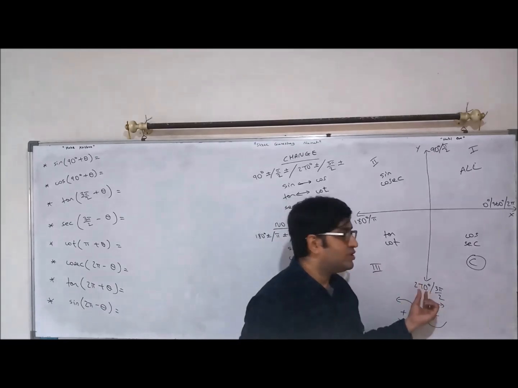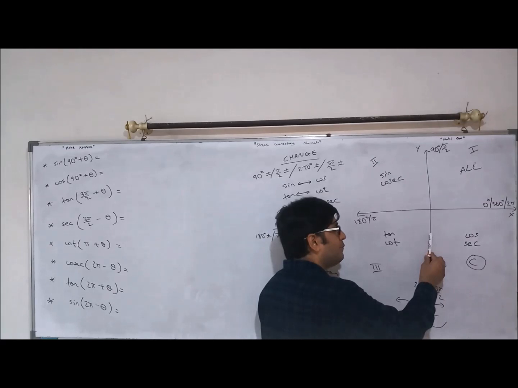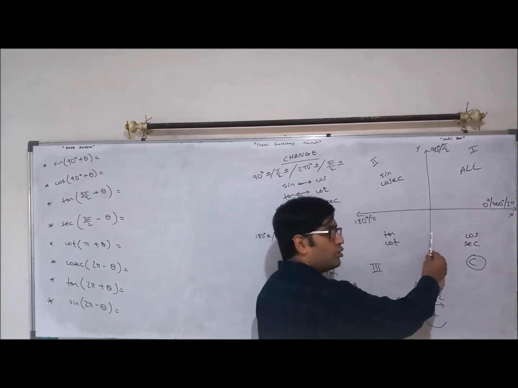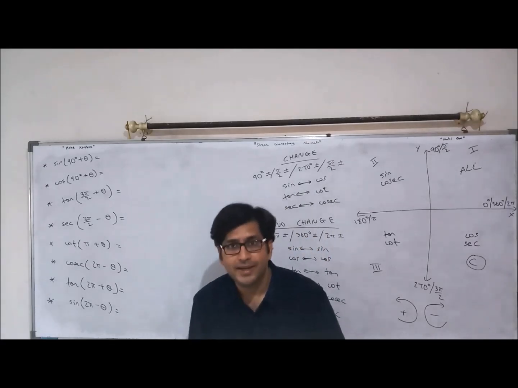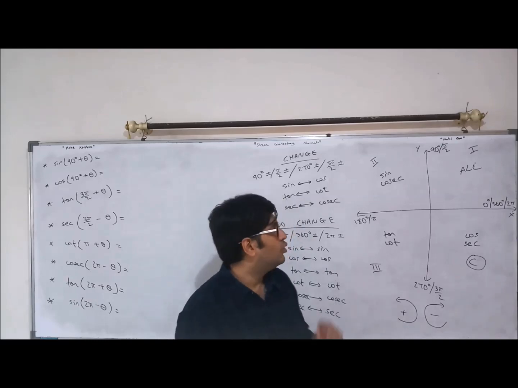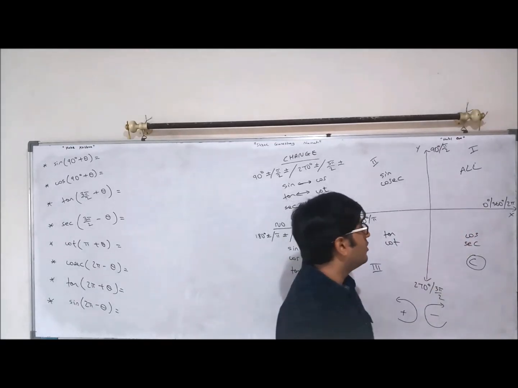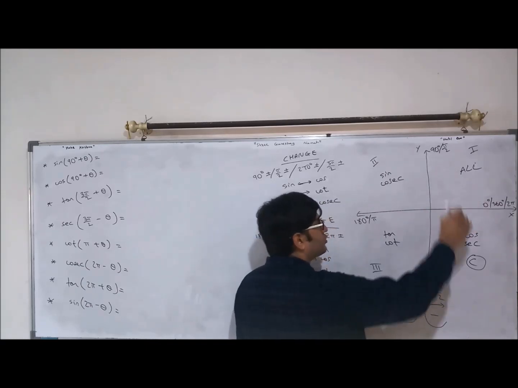What if I ask you 270 plus theta? 270 means you are here. Plus means how will you move? You are going to move in the anti-clockwise direction, so you will enter the fourth quadrant. Is it making sense? What if I now ask you 2 pi plus theta? 2 pi means where are you? You are over here. Plus means you are going to move anti-clockwise. So you are going to enter the first quadrant.